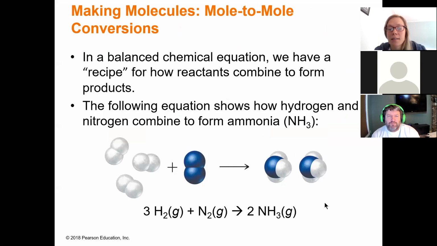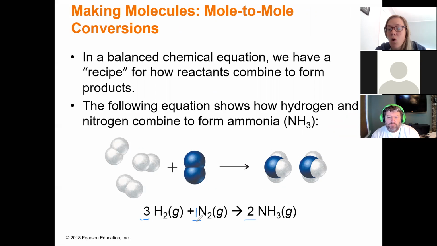So this is a balanced equation for the synthesis of ammonia. We have hydrogen combined with nitrogen to produce ammonia. Specifically, 3 hydrogen diatomics plus 1 nitrogen diatomic will produce 2 ammonias. Now, these coefficients are just like the numbers in the recipe, right? You had 2 eggs for every 5 pancakes. Well, here we have 3 of these hydrogens for every 2 of these ammonias.